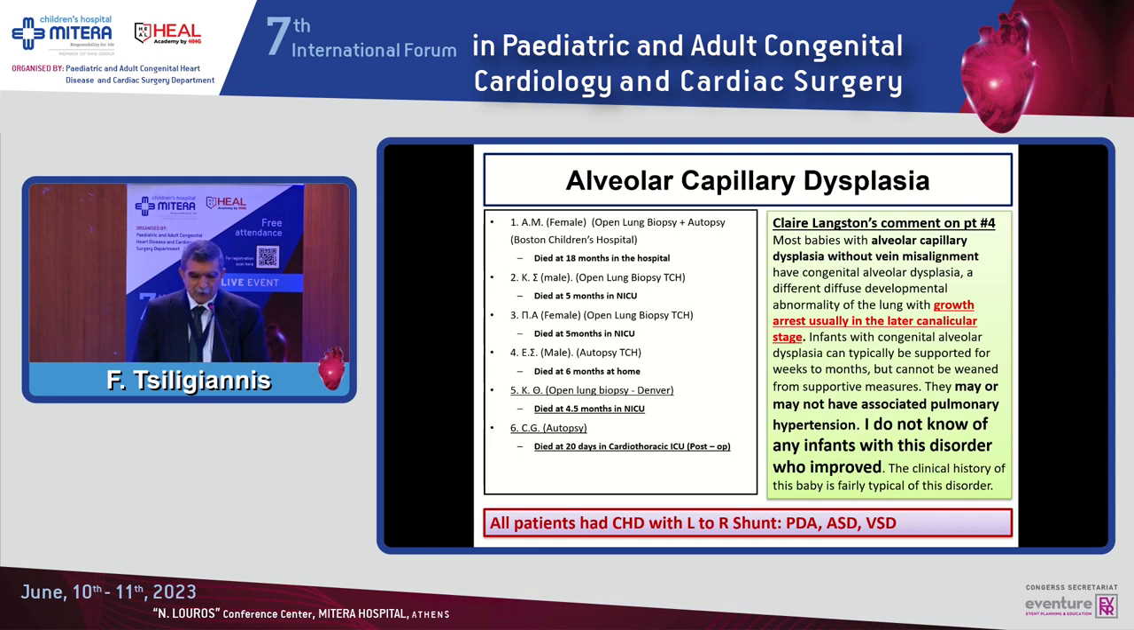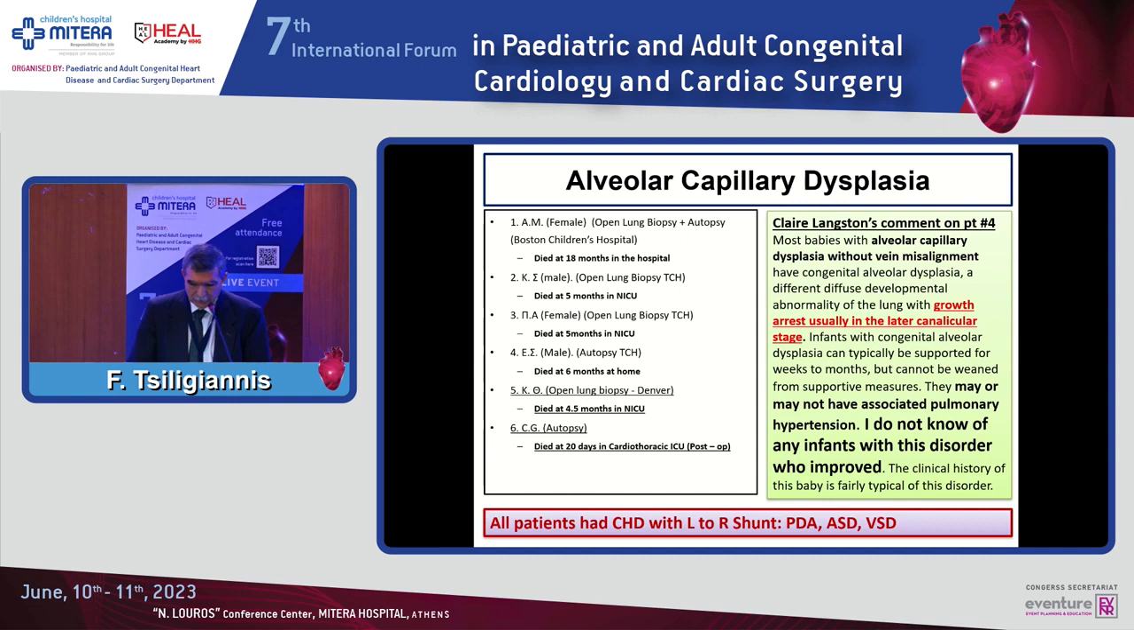Here is my personal cohort of patients with alveolar capillary dysplasia, with or without misalignment of pulmonary veins. The first patient was operated on at Boston Children's Hospital for a very huge PDA, and the lung biopsy and the autopsy confirmed the alveolar capillary dysplasia. The 5th and the 6th patients were treated in this hospital, and they both died, but both were operated on. All the other patients had congenital heart disease with left to right shunt: PDA, ASD, or VSD.